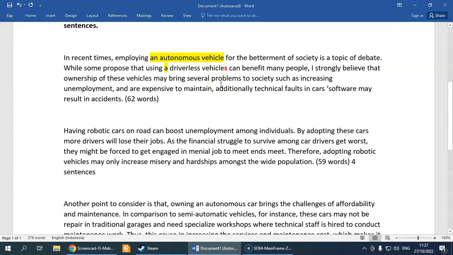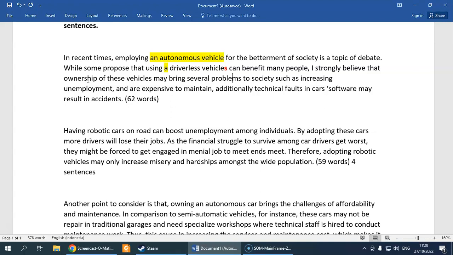That's why I say that you are in a hurry while writing this. I strongly believe that ownership of these vehicles may bring several problems. Okay, be careful there. The vehicles and the ownership of the vehicles is two different things. Okay? So the fact that people have guns, or like in the United States, I mean, everyone there, if they are considered adults, they can purchase a gun. They can have a gun, okay? Owning a gun is not a problem. Using the gun is the problem, okay? So, owning the vehicles and the vehicles, it's two different things. You don't want to mix this up, okay?